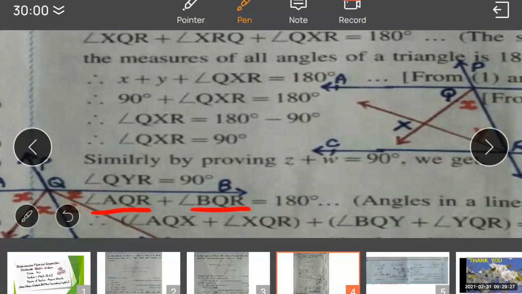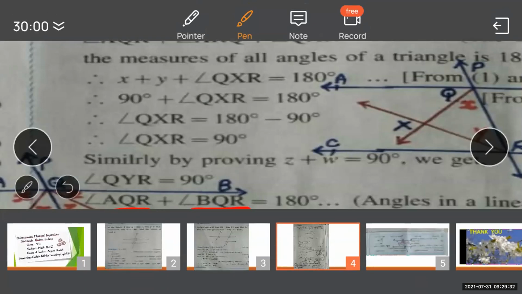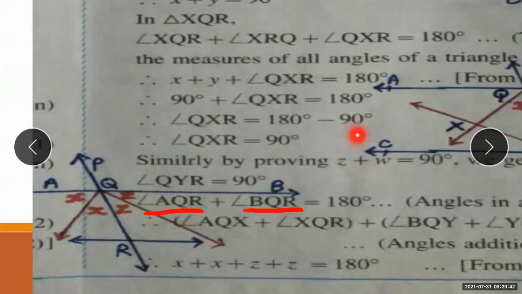Here in the diagram, you can see angle AQR, and angle BQR. So this angle plus this angle is 90 degree, as those are the angles in linear pair. Okay. Now for each this angle.